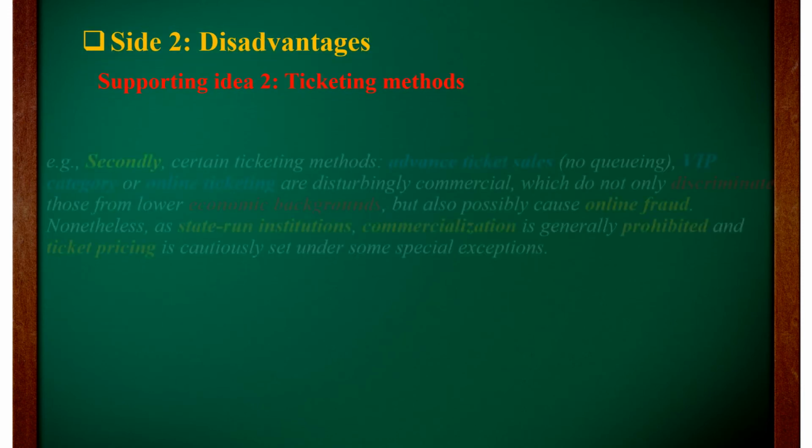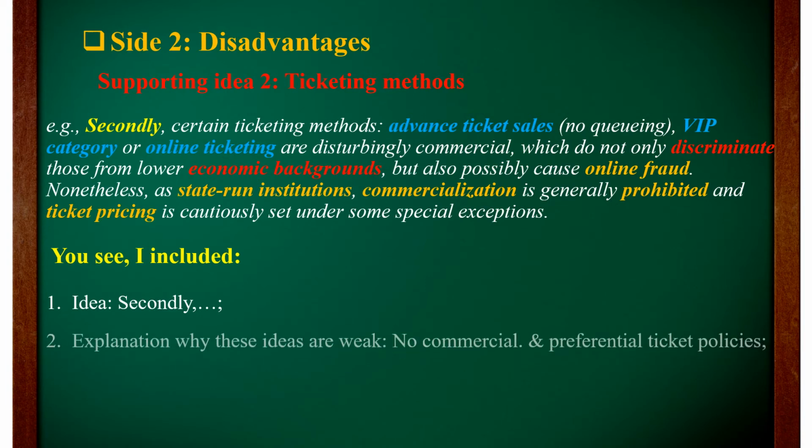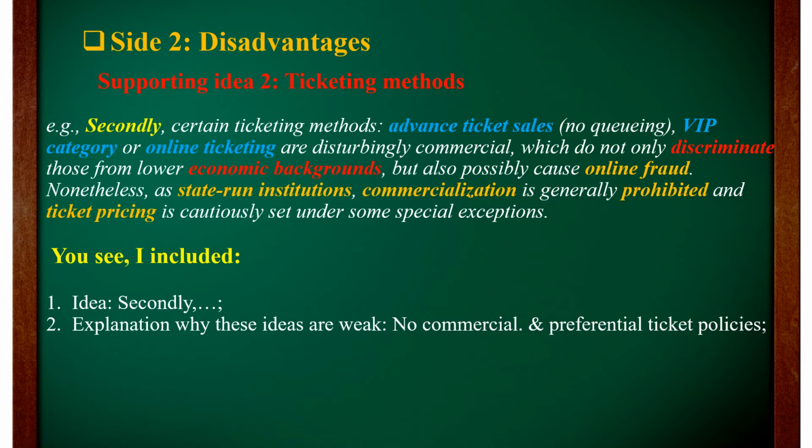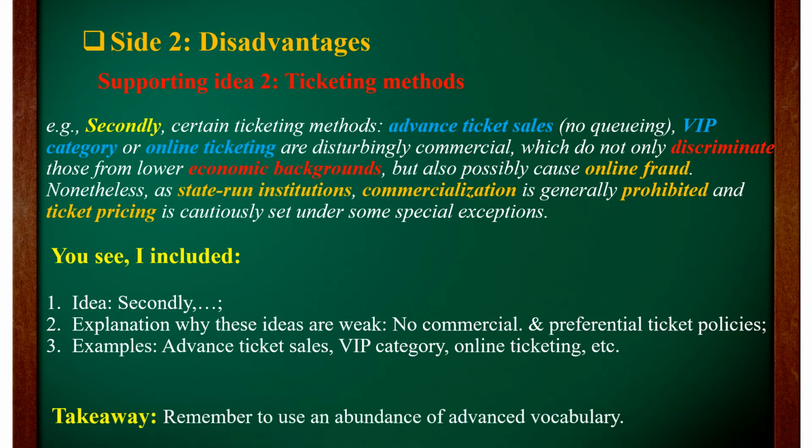The second disadvantage is the ticketing method. I kick off the idea with the sentence connector "secondly" to inform the reader that it is the second disadvantage. Then I continue to rebut this idea and the previous one by claiming that as museums are state-owned institutions, no commercialization is allowed, and they generally offer a preferential ticket policy for the disadvantaged. One interesting lesson learned here is an abundance of advanced vocabulary.